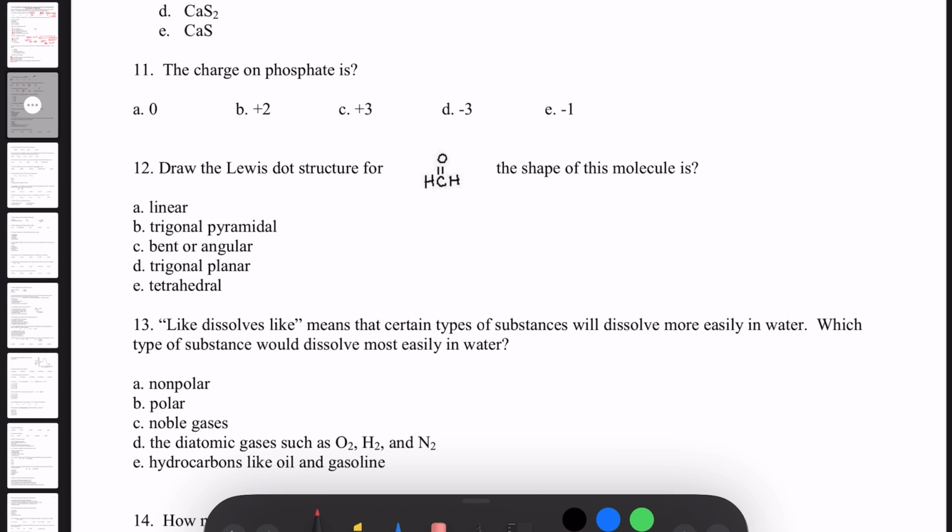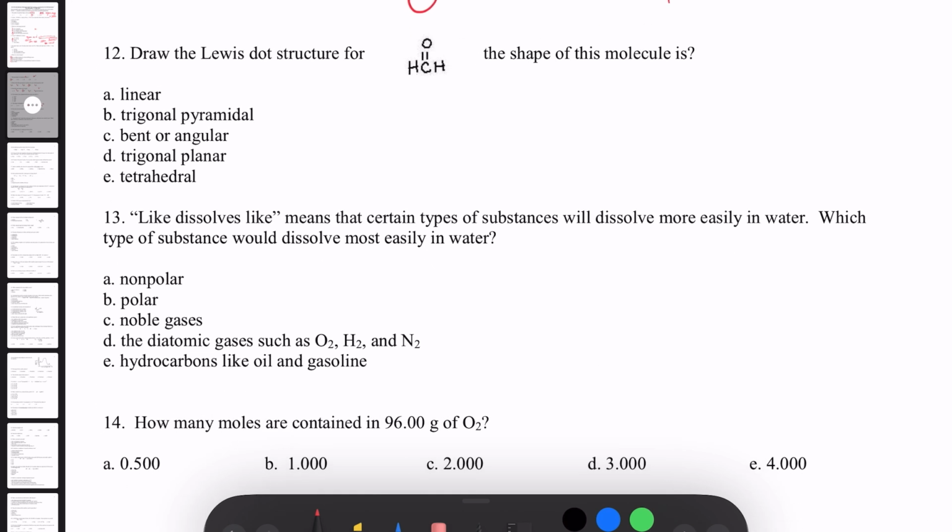Now, the charge on phosphate, again, this is having to do with nomenclature and knowing your molecules. Phosphate is PO4, and later on you'll learn that it has an oxidation number of 3 minus, or minus 3, which is D. That, though, is for another video. It's okay if you don't know it right now. We'll figure it out later.